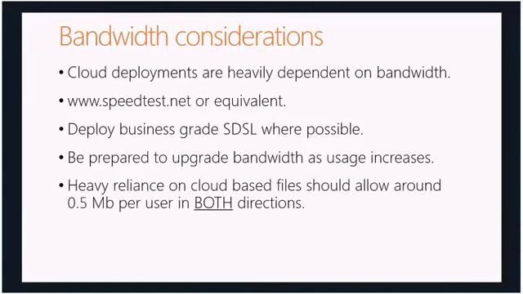Okay, so again, as I mentioned, if there's a heavy reliance on file usage, then you need to have some sort of allowance to compensate for that. A rule of thumb is probably around half a meg per user in both directions. So you can see that it doesn't take much to get up to something like 5 meg up, as well as 5 meg down.